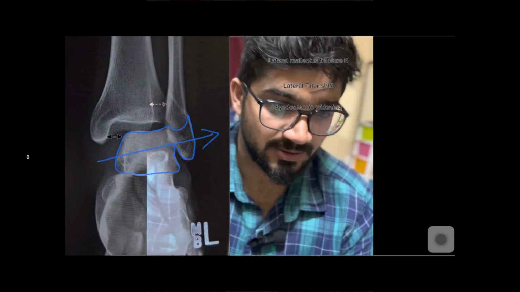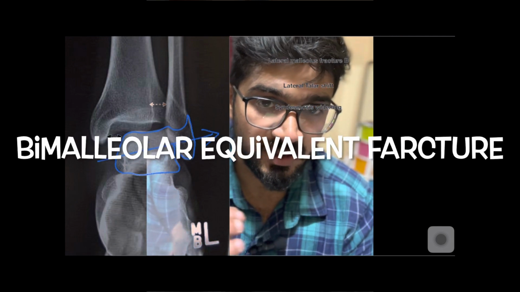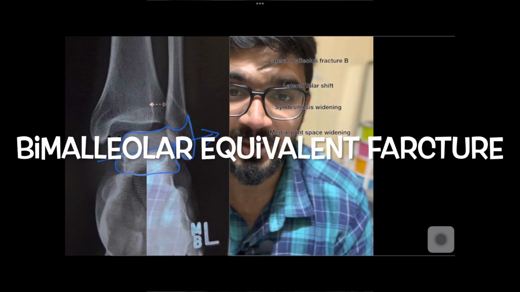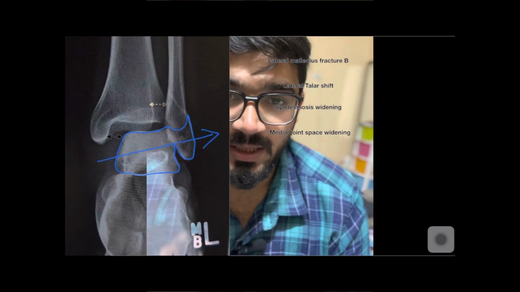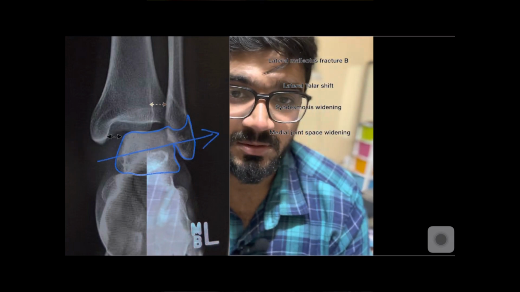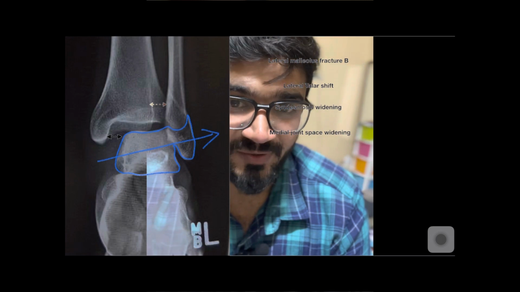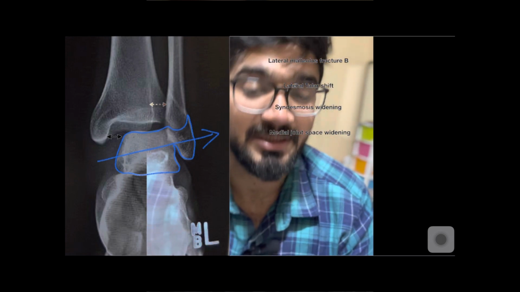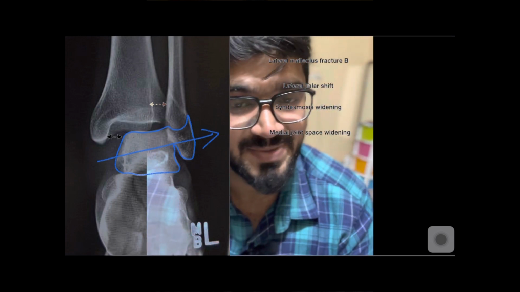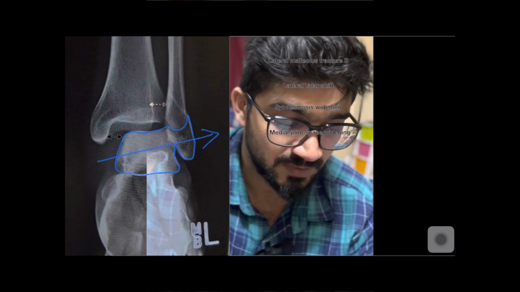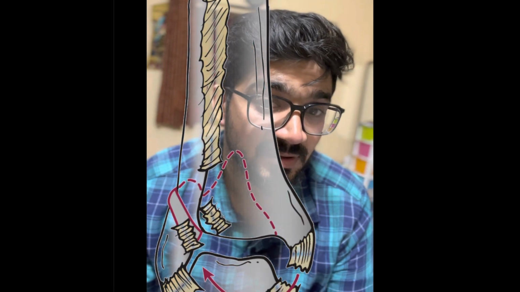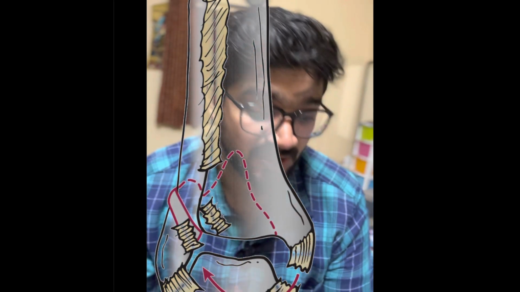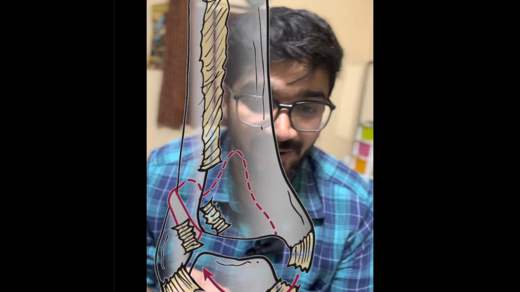So this fracture condition is known as bimalleolar equivalent fracture. It is not a bimalleolar fracture. Why so? Because the medial malleolus is intact here. It is a variant of the bimalleolar fracture. Here the deltoid ligament is injured, or we can say it is ruptured, instead of the medial malleolar fracture.